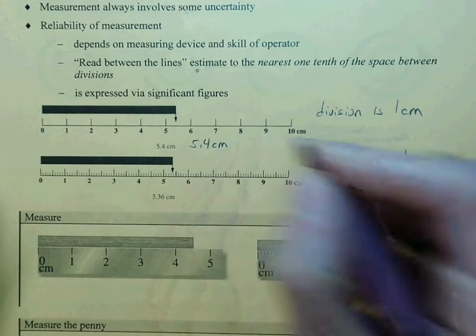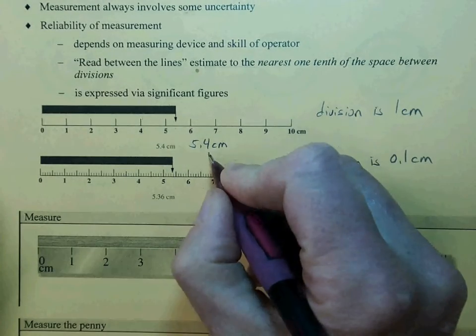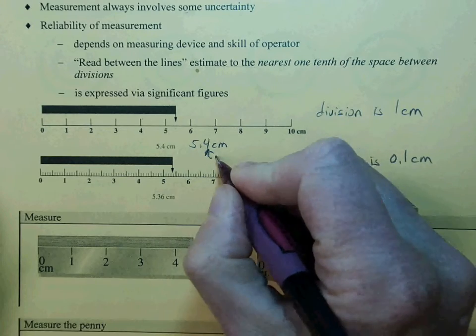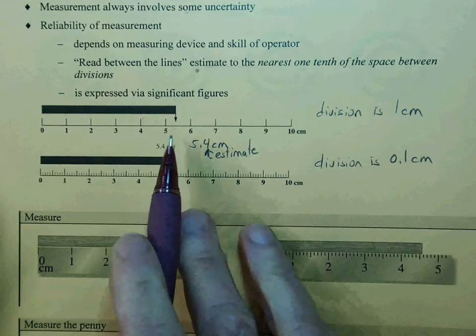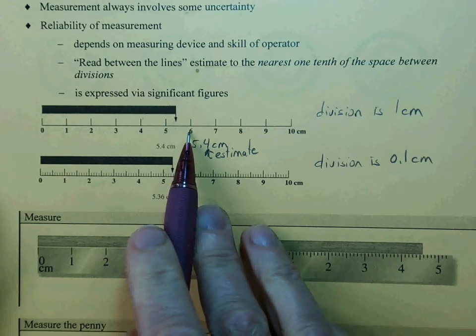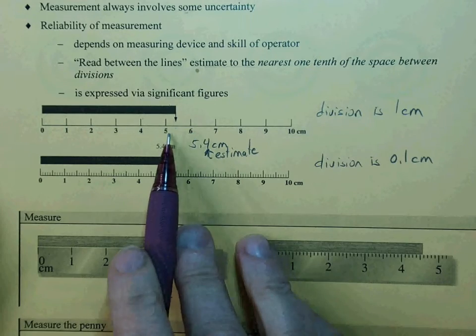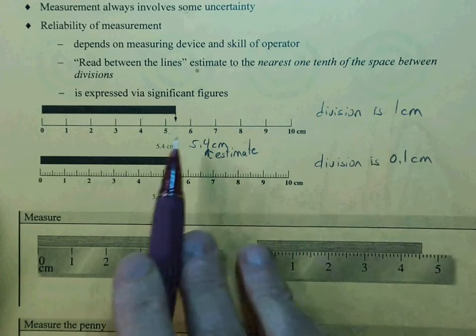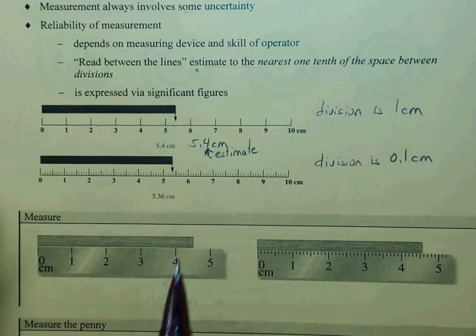We can estimate that this is about, let's say, 5.4 centimeters. The 5 is a number we're certain of. This 4 is an estimate of how far that value is between the smallest divisions. And since the smallest divisions here are 1 centimeter, we estimate to the tenths of a centimeter.